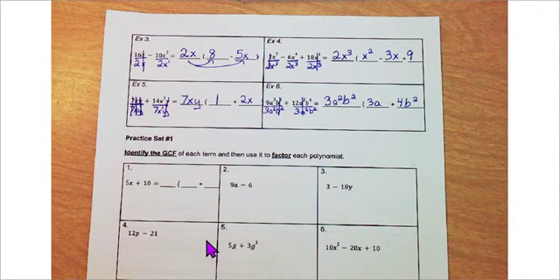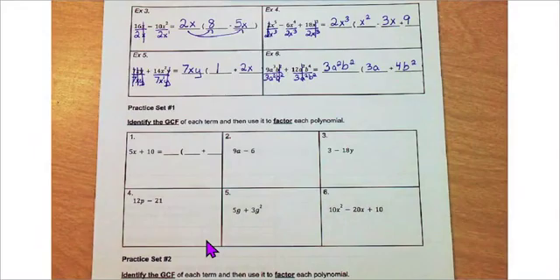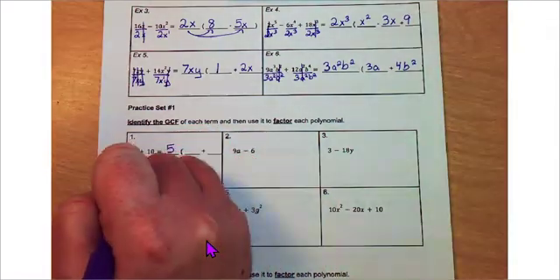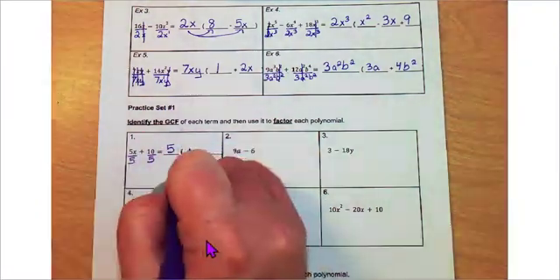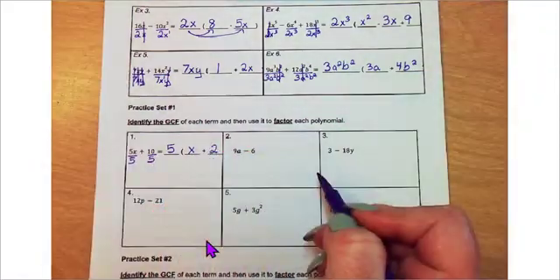All right, for our next one. This just wants us to identify the GCF for each term and then use it to factor each polynomial. So let's look at the first one. 5x plus 10. What is the GCF for 5 and 10? Well, that would be a 5. So I can divide each one of these by 5. 5x divided by 5 is x. 10 divided by 5 is 2.